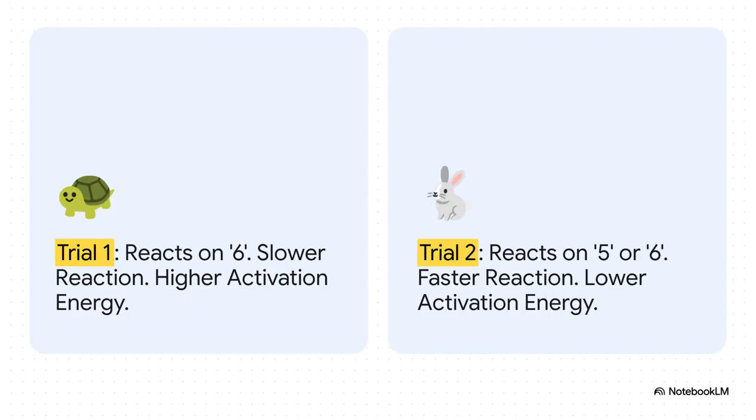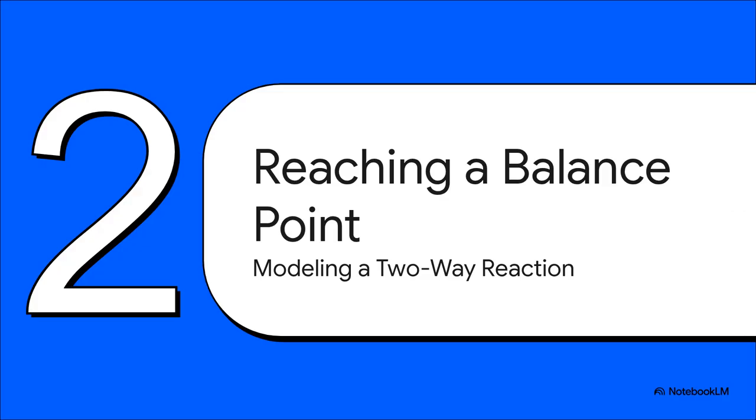Okay, now check this out. What if we change the rules to make it easier? In our second trial, a die reacts if it lands on a 5 or a 6. We've literally doubled the chances. And no surprise, the reaction is way faster. Well, this is a perfect model for something called activation energy in chemistry. Making the dice game easier is just like lowering the energy barrier that molecules have to cross to react. A lower barrier means a faster reaction. It just clicks. So we've got one-way reactions down.